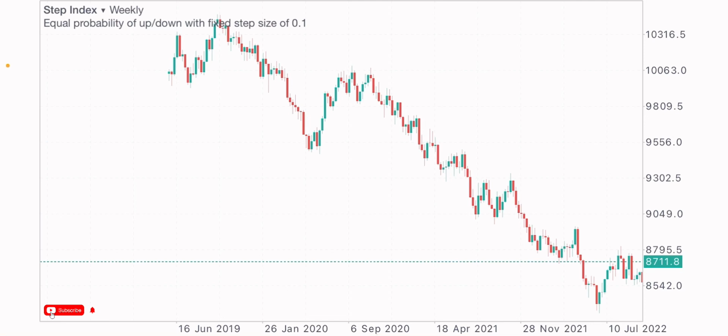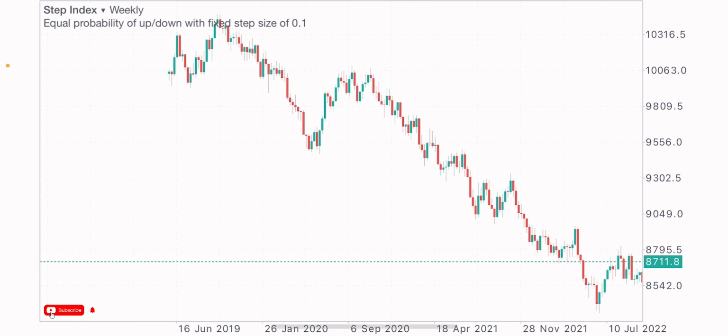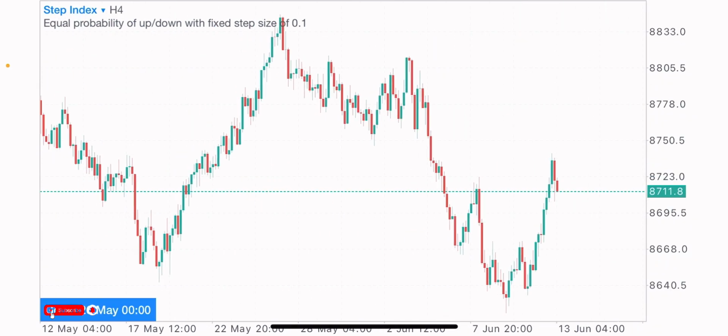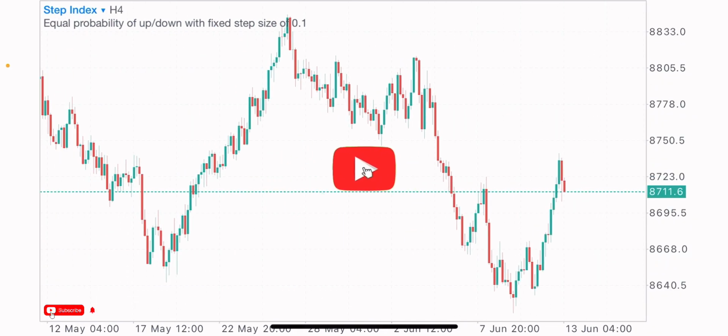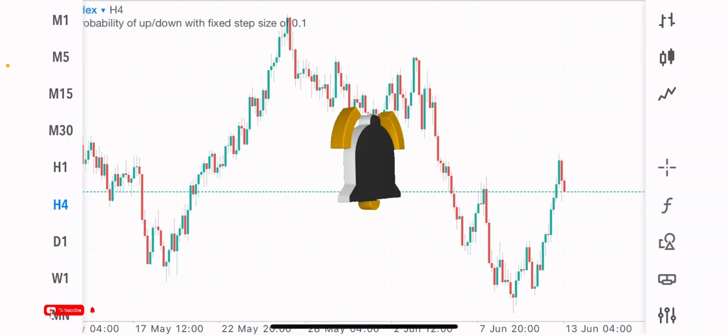I've been getting a couple of requests on making videos on how to identify your zones and key levels in the market. Many people have been requesting I make a video on how to map out your zones in the market. So in today's video, I'll be showing you guys how to map out your key levels and important zones in the market and how to approach those zones.